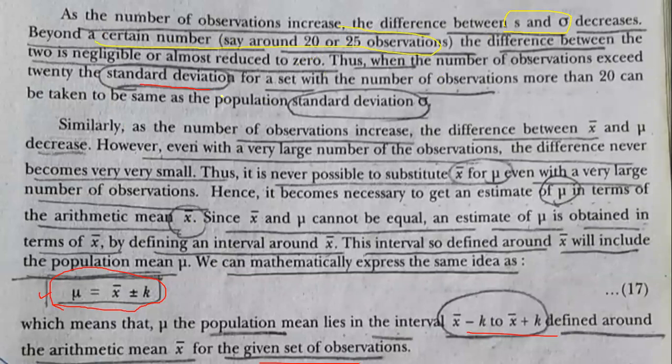Similarly, as the number of observations increases, the difference between x bar and mu decreases. However, even with a large number of observations, the difference never becomes equal to zero, only very, very small. Thus it is never possible to substitute x bar with mu, even with a very large number of observations. Hence, it becomes necessary to get an estimate of mu in terms of the arithmetic mean, that is x bar.